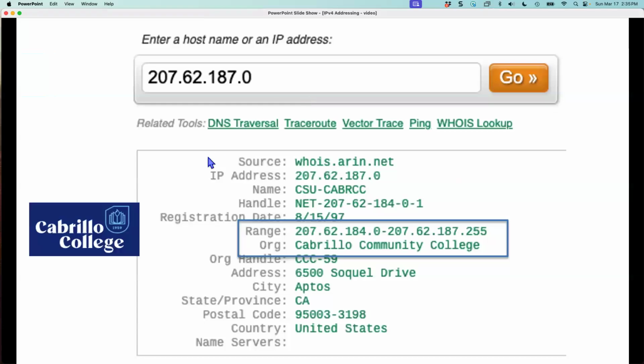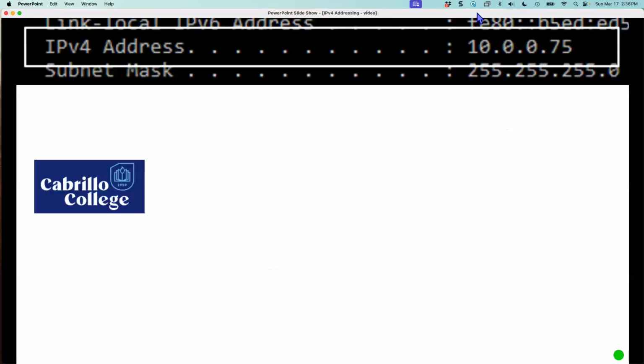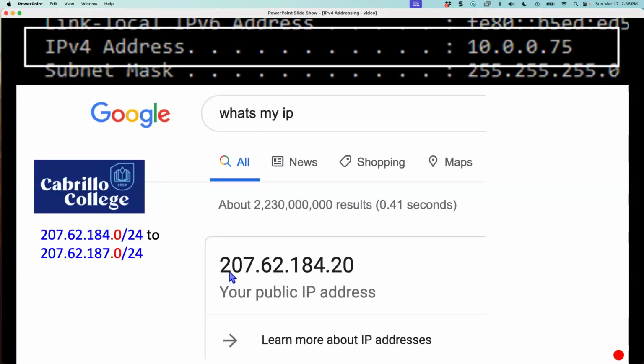What this tells me is that I can actually see 207.62.184.0 to 207.62.187.255. Anything in that range belongs to Cabrillo College. So when I type in, here's my public IPv4 address when I look up what's my IP address. See this, 207.62.184.20? I was at Cabrillo College when I did this. This is how content delivery networks and websites can use this information to determine where you are or what ISP or location. Anybody seeing my IPv4 packet would know at the time I'm at Cabrillo College. They may want to give me the weather for Aptos, California.